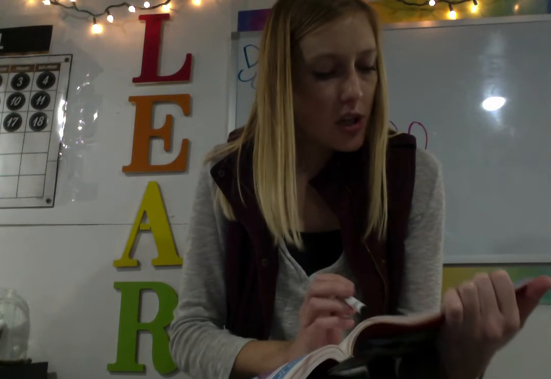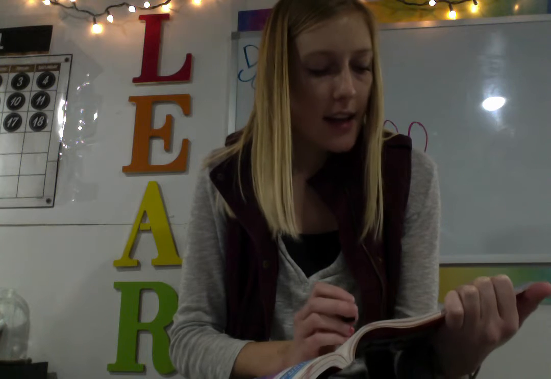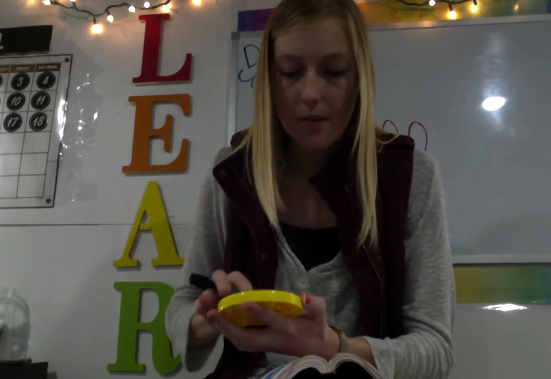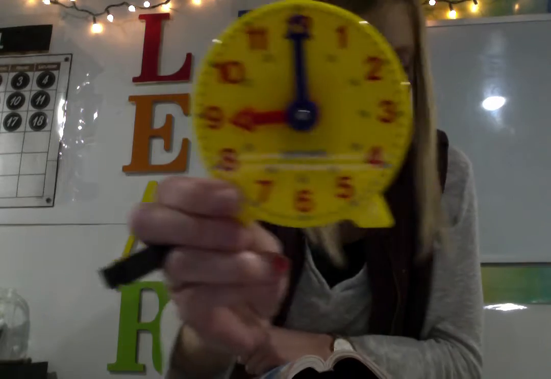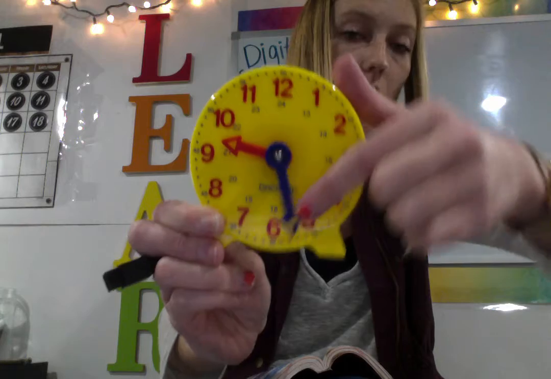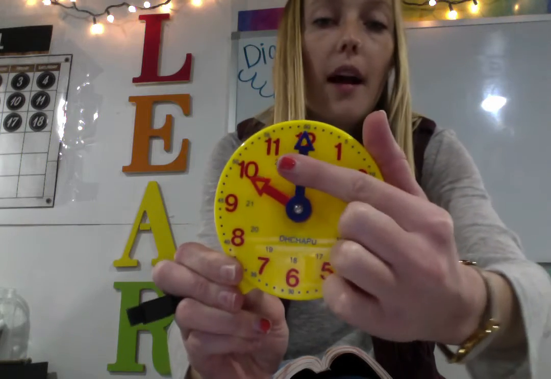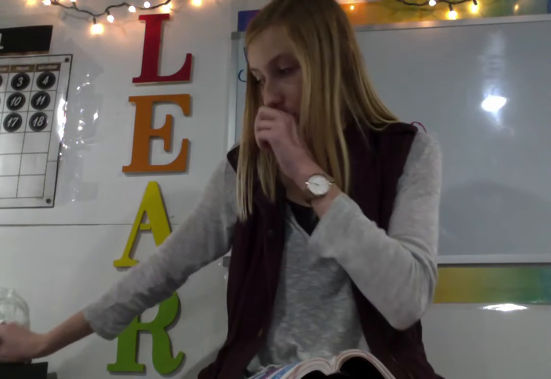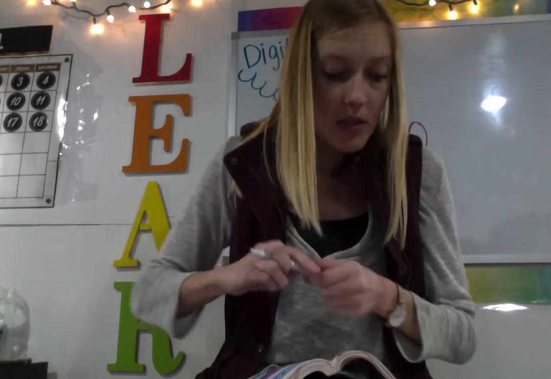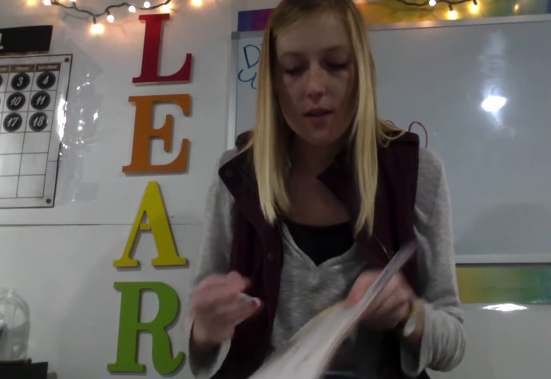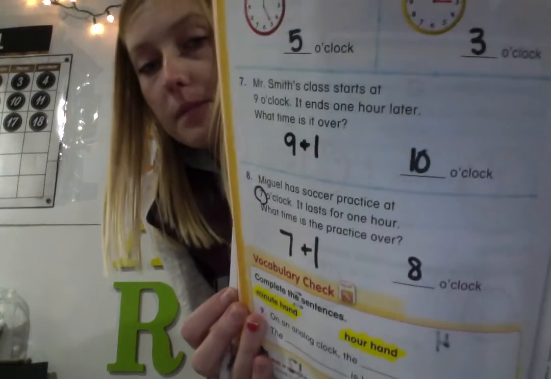Number 7 says Mr. Smith's class starts at 9 o'clock and it ends 1 hour later. What time is it over? So we could have solved that in 2 ways. You can look at a clock and see that this is showing 9 o'clock. 1 hour is when the minute hand goes all the way around the circle back up to the 12. And now you can see that it is 10 o'clock. That can also be solved by doing 9 plus 1 because we added 1 hour.